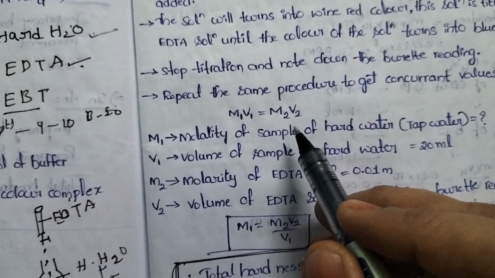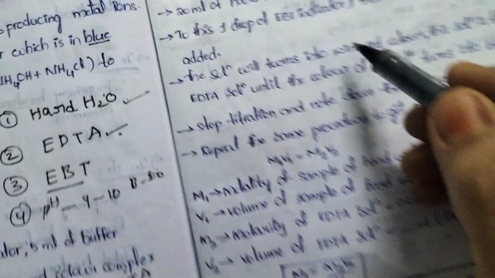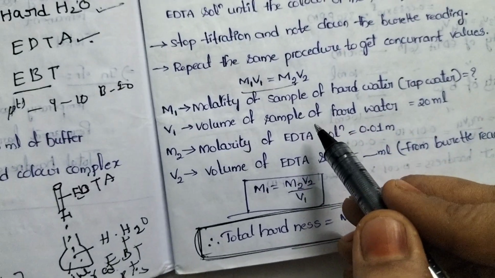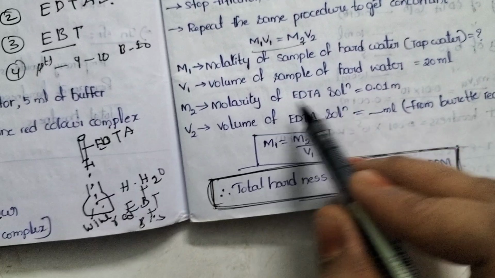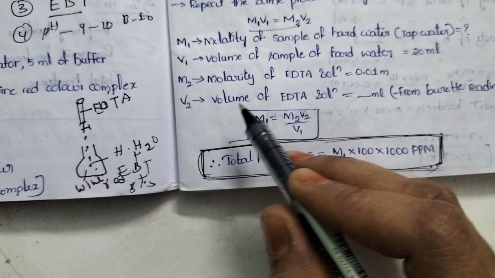First we have to take total hard water. Total hard water is nothing but tap water. In this step we took tap water. So the formula is M1V1 equals M2V2. M1 is the molarity of sample hard water. V1 is the volume of hard water.